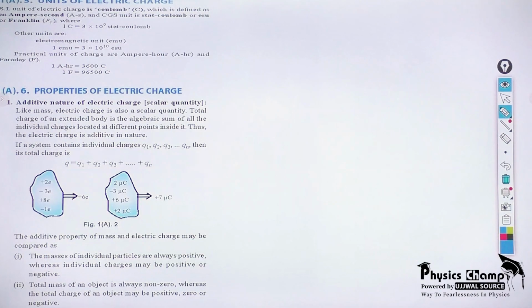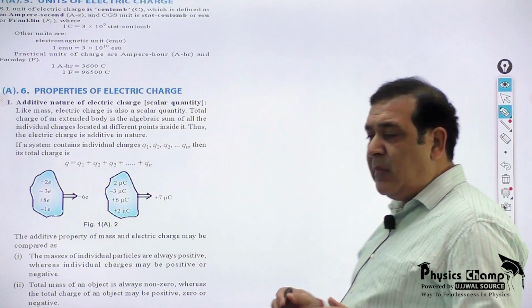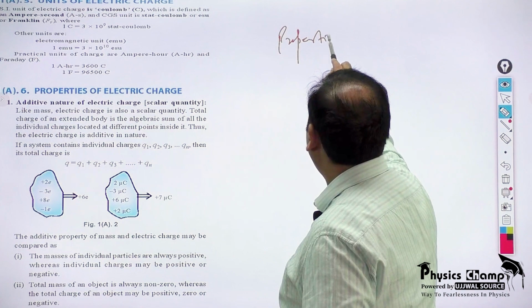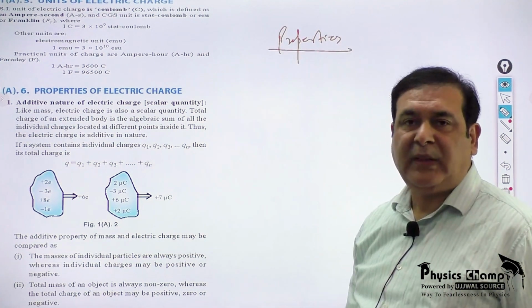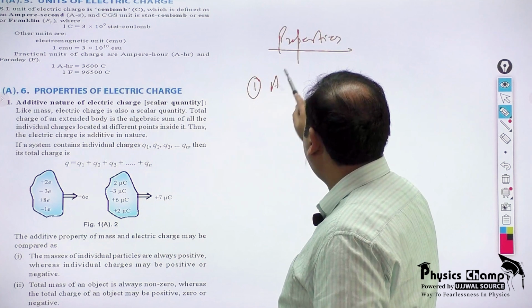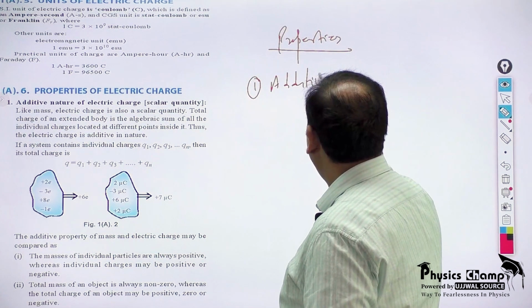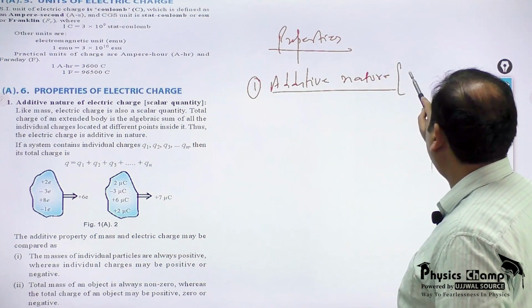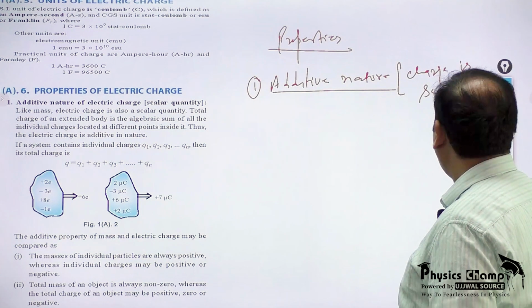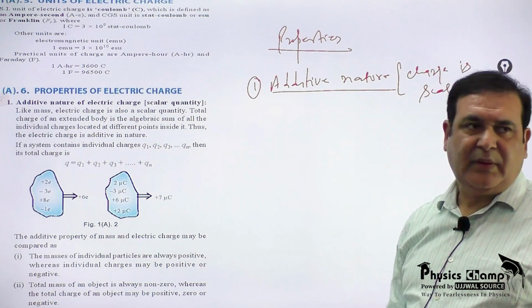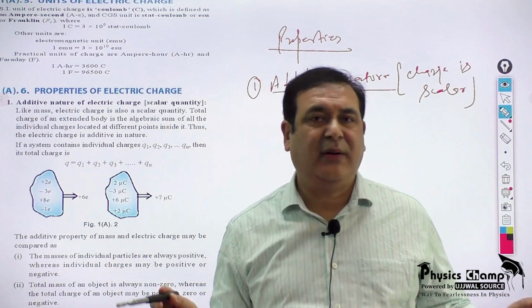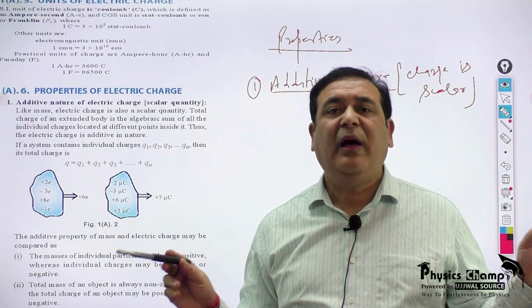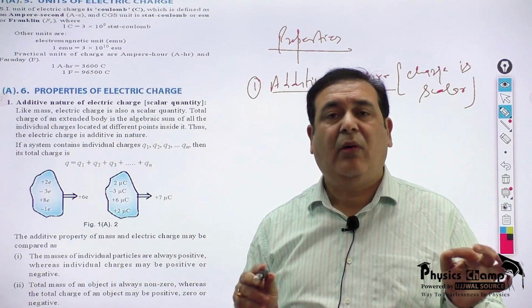Now the understanding of electric charge will be much better once we look at the properties of electric charge. The first property is the additive nature of electric charge, and also we can say the electric charge is a scalar quantity. What do we mean by calling it scalar? It means direction doesn't matter, only the net charge will be obtained on a body by doing the algebraic sum of individual charges on that body.